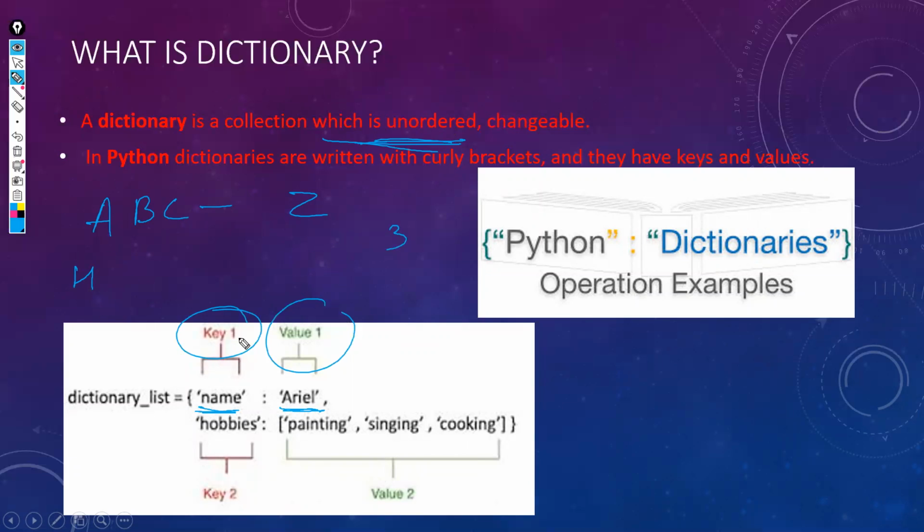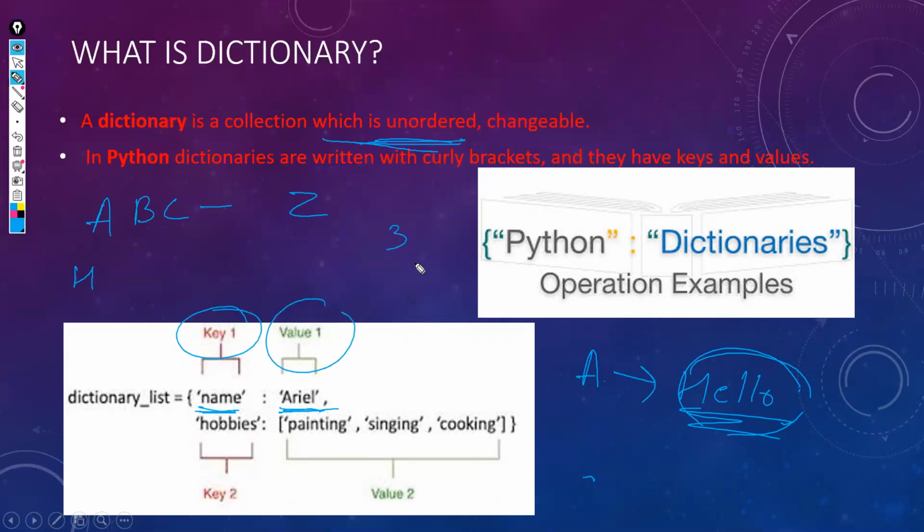Because in a normal dictionary, you need to check manually, going word by word, to find a word. For example, if you want to find hello, you will go from A up to H. But in a Python dictionary, I will show you the syntax, you just need to give the dictionary name and the key which you want. For example, you want to search hello, so you give that with the dictionary and it will give you the value. You don't need to search manually. That is why it is unordered.